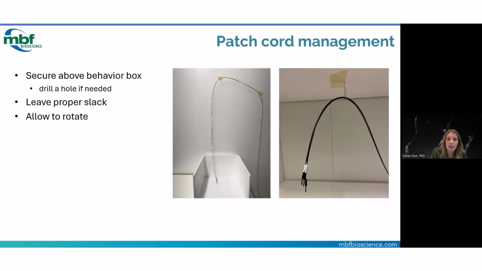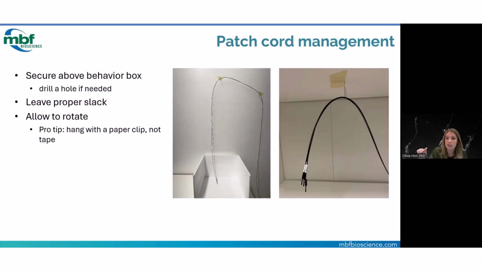Another thing that can help a lot is hanging your patch cord in a way that allows it to rotate, so that as the animal moves, your patch cord will twist. That is why with photometry, you generally use a longer patch cord than you would for opto. The reason for this is that if you have a long patch cord, you can absorb those twists over the full length of the patch cord. And so what that means is you want to hang your patch cord in a way that allows it to twist. My favorite way to do this is by using a paper clip.